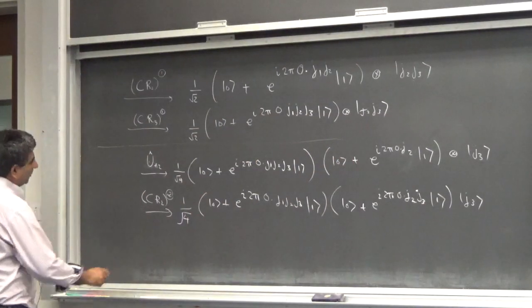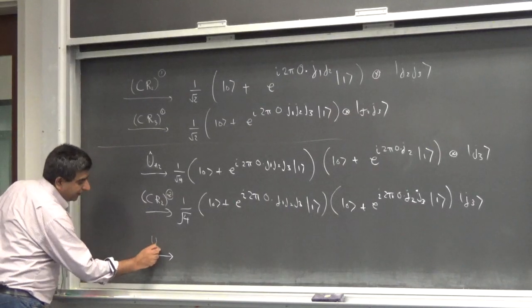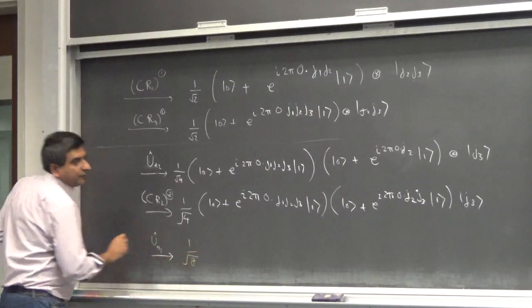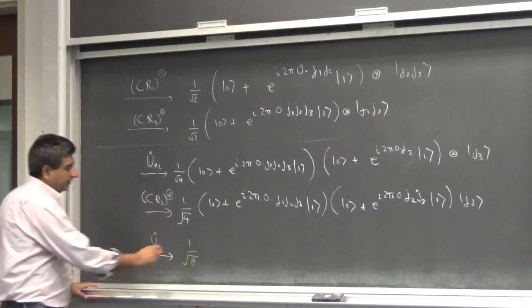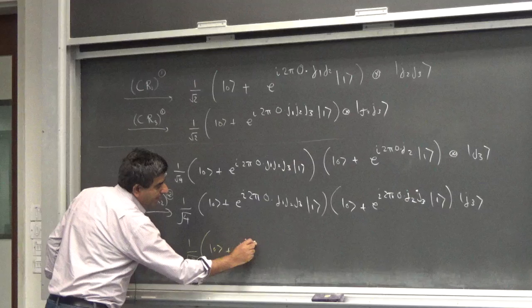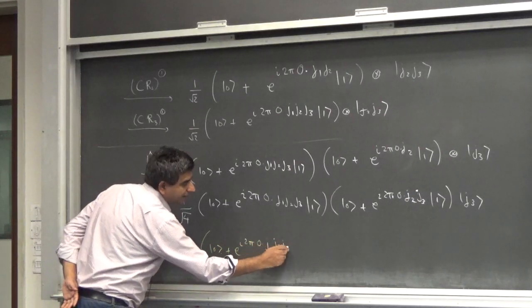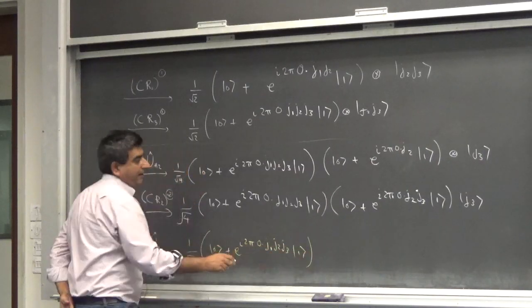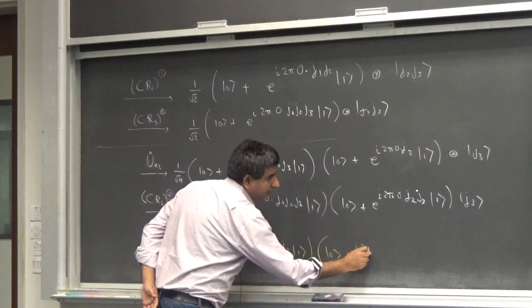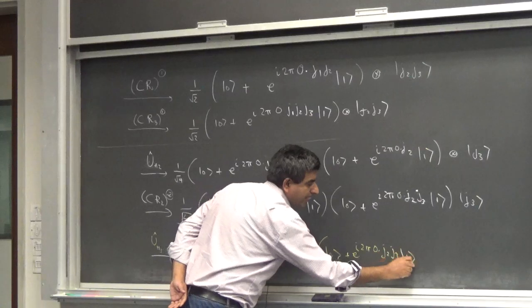So overall, what the result is going to look like is the following: U, H3, 1 over square root of 8, which is 2 to the power 3, J1, J2, J3, get 1.